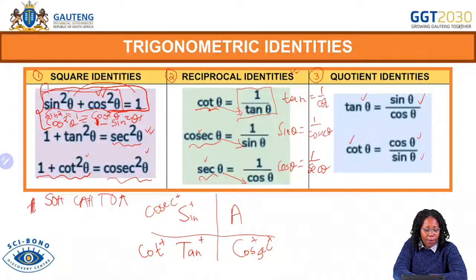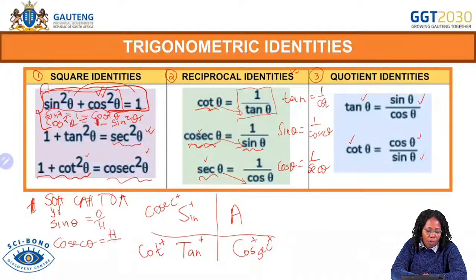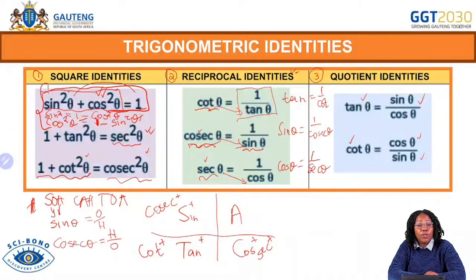With SOHCAHTOA, sine is y over r, opposite over hypotenuse. The reciprocal of sine is cosec. So if sine theta is opposite over hypotenuse, the reciprocal, cosec theta, will be hypotenuse over opposite. That means the inverse of that one. That is what we do with all the reciprocals.